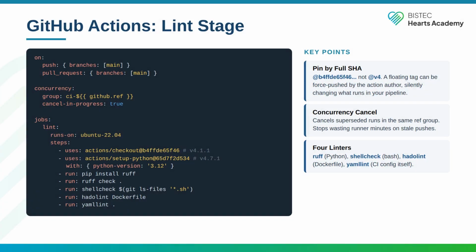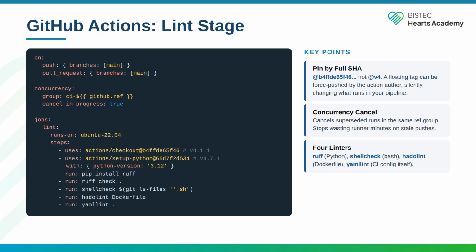The lint job demonstrates the full pattern. You pin the checkout action by its full commit SHA, not a floating version tag. You set concurrency to cancel superseded runs on the same branch, so if you push 2 commits quickly, the first run is canceled, and only the latest runs.